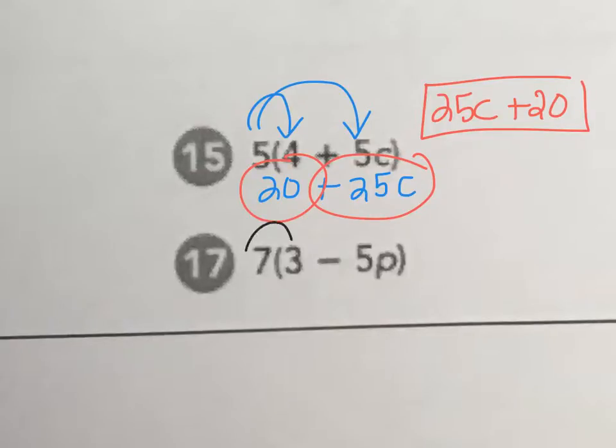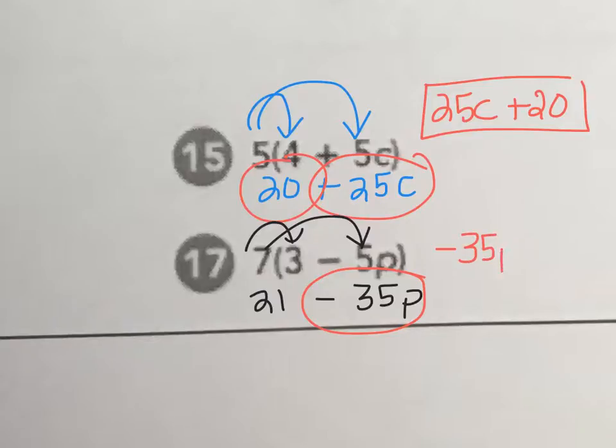This one here, 7 times 3, 21, minus 7 times 5, 35p. But to put it in proper form, I'll put that negative 35 first. So sometimes that negative is a minus sign, and sometimes that negative is a subtraction sign. In this case, I'm going to use it as a negative sign. That's a positive 21. So plus 21. Done there.